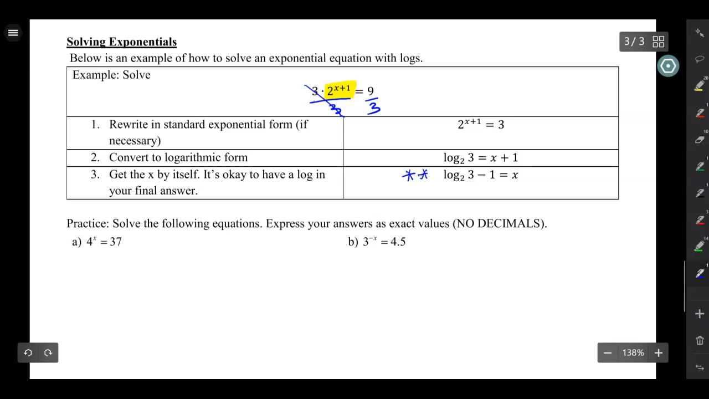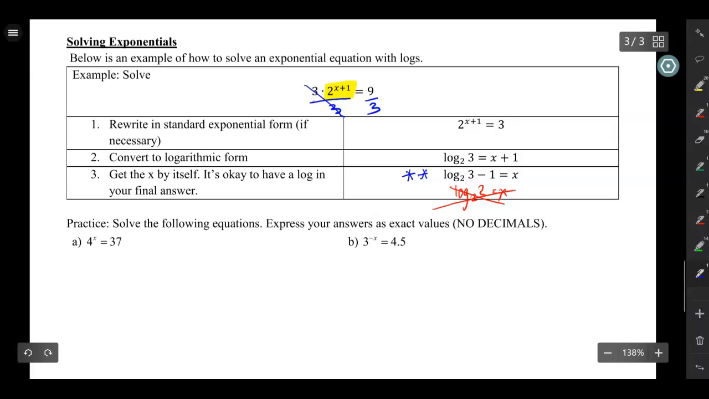Okay? Lots of times people want to say, okay, well, that would then turn into log base 2 of 2 is equal to x. That is wrong. Okay? You can only subtract things within logarithms if they're actually both part of a log.